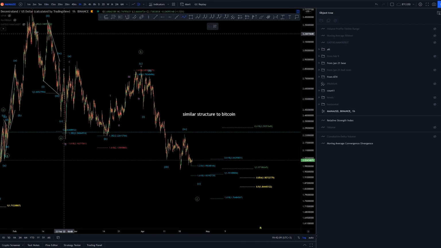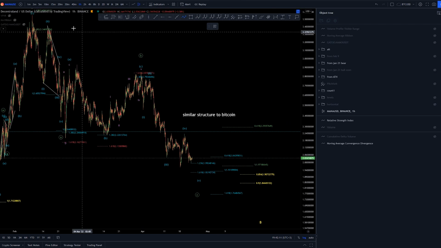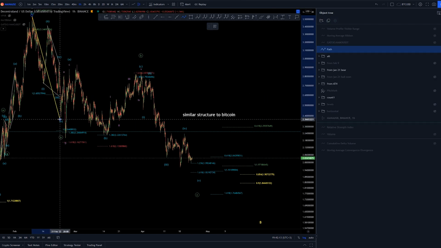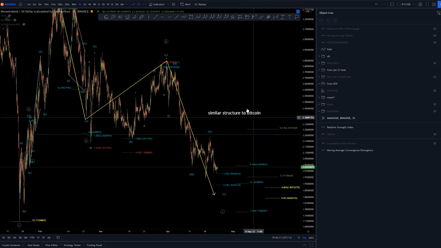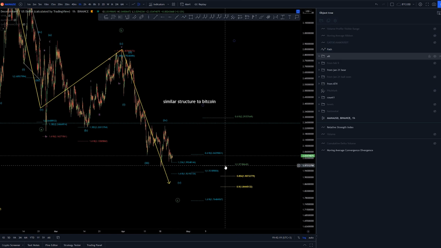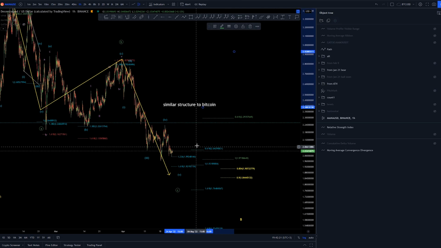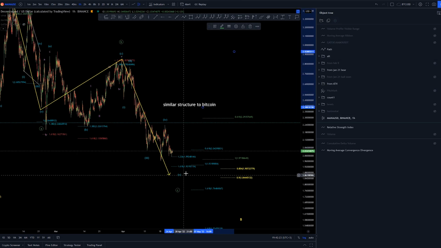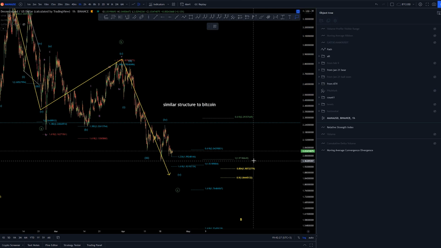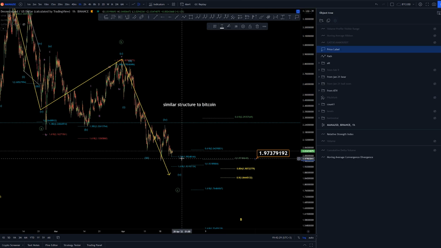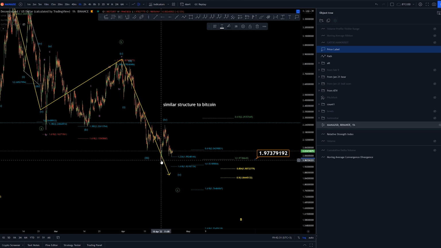So again, we would be looking for something like this. Now 1-to-1 area or 1-to-1 extension for this whole move, the C wave extension targets 1-to-1 is around $1.97, which we already hit here previously.